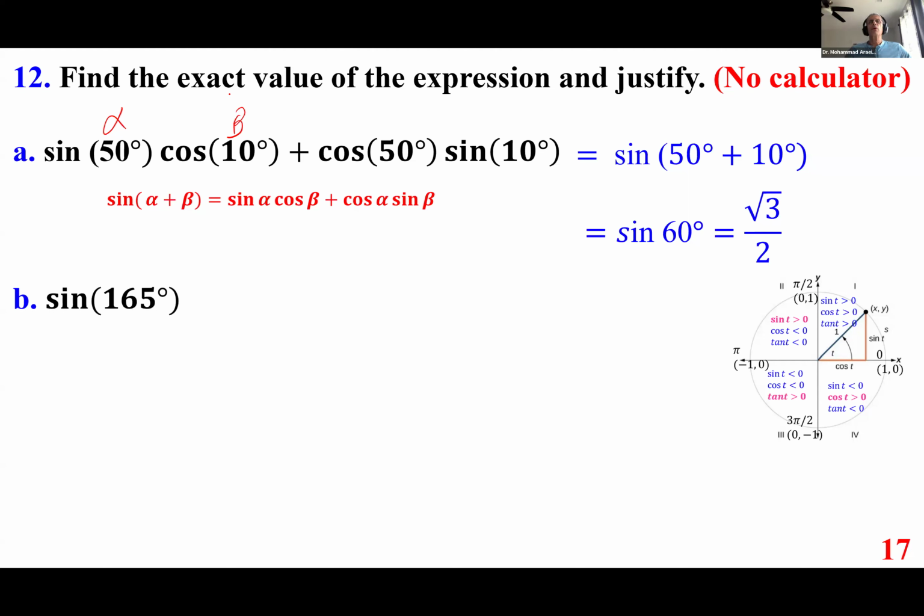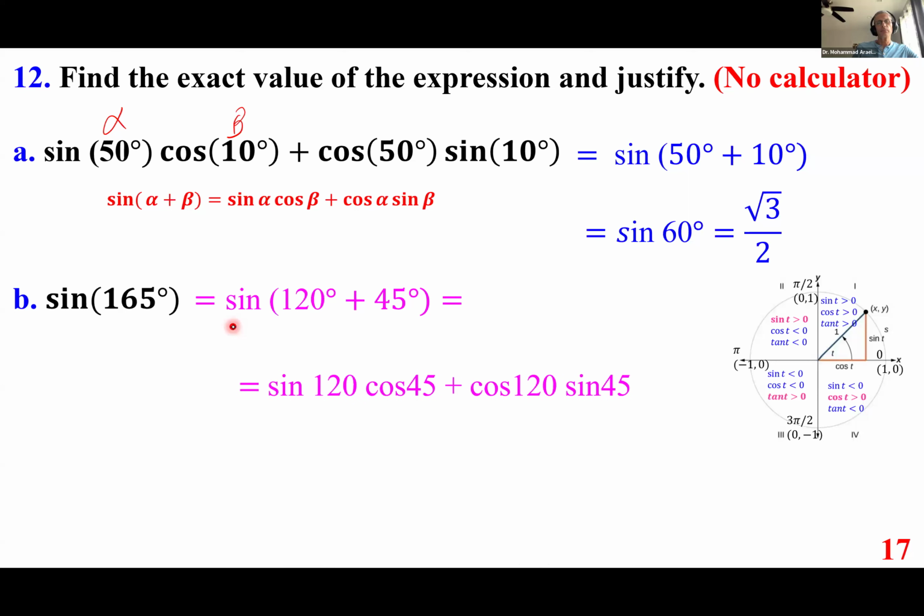Sine of 165. You want to cut it into two pieces so that both pieces are considered common arcs. You clearly can see that 165, for example, is the sum of 120 and 45. And now we use the same formula, sine of alpha plus beta is sine alpha cosine beta plus cosine alpha sine beta, which means sine of 120 cosine of 45 plus cosine of 120 sine of 45.